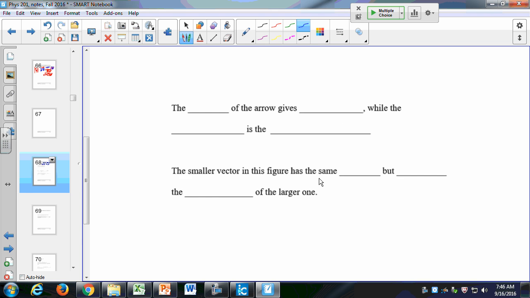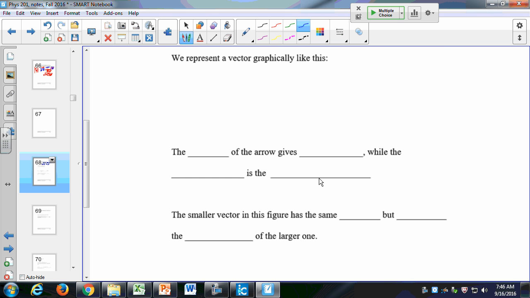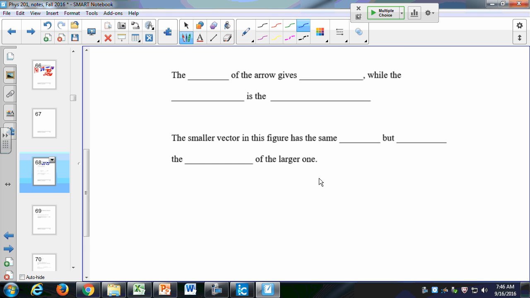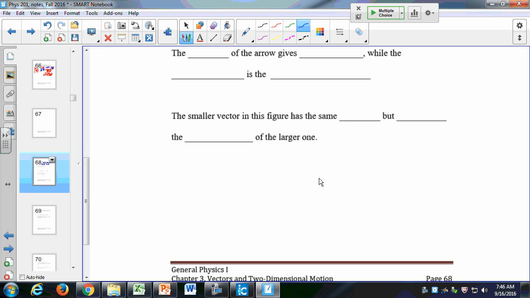Well, beginning on page 68, the length of the arrow gives the magnitude, while the direction of the arrow, that's the direction of the vector. So the length of the arrow gives the magnitude. And then where it says the smaller vector in this figure, I drew this earlier, but if I have two vectors like this, the smaller vector, yeah, Catherine? The length of the arrow gives the magnitude, while the direction of the arrow is the direction of the vector. The direction is the direction.